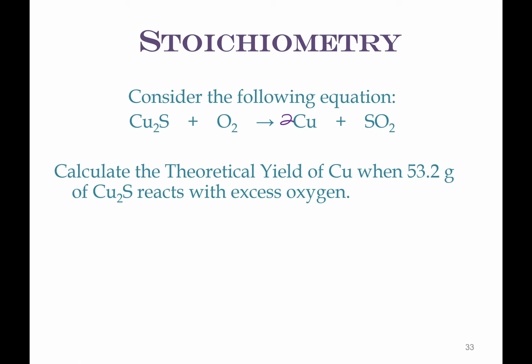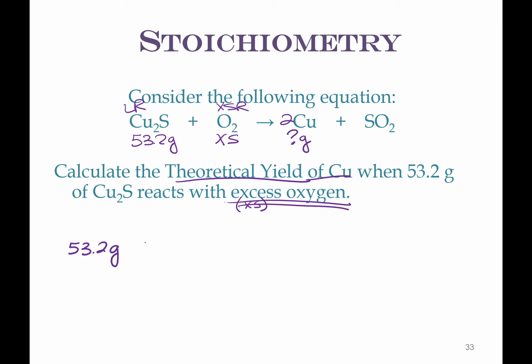Calculate the theoretical yield. So how much copper in grams will form when 53.2 grams of copper(I) sulfide reacts with excess oxygen. So excess, I write as XS, just because it sounds like that. So we've already been told this is our limiting reactant. This is our excess reactant. That's what telling us the oxygen is in excess means. You don't have to do this math twice. We're going to tell you that this one's already in excess. So that's us being nice. 53.2 grams of copper(I) sulfide.